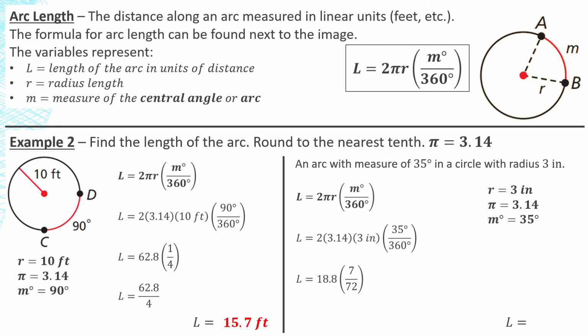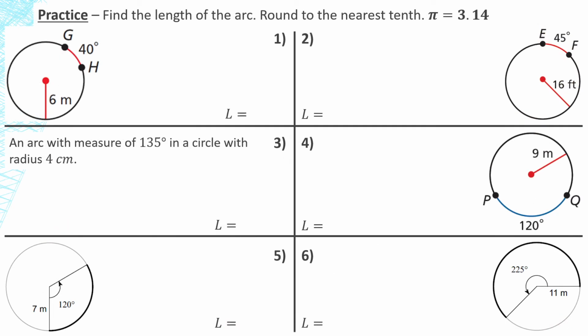Multiplying 18.8 times 7 over 72, we get 131.6 divided by 72. So 131.6 is 18.8 times 7, divided by 72, and we get 1.8 inches. Okay, so a small distance here, but regardless. Yeah, so then same process, just different numbers.